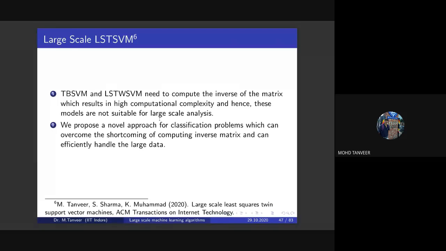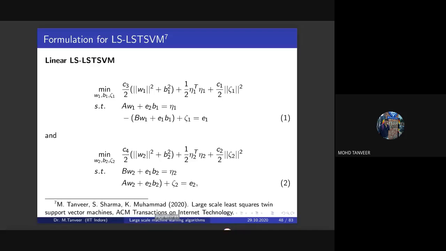So now we recently developed a model which overcomes these shortcomings. The model can efficiently handle large scale data, and even in the formulation, the invertibility issues are nowhere. You can see this is a very simple formulation, and it was recently accepted in ACM Transactions on Internet Technology. This is one of my students, Shilpa Sharma, an MSc thesis student, who developed this idea.